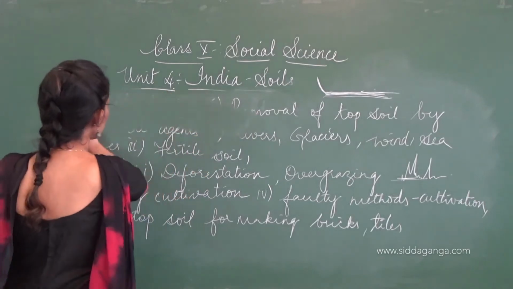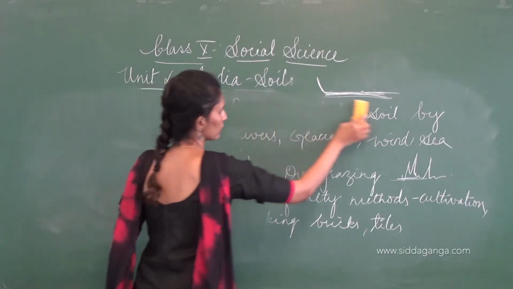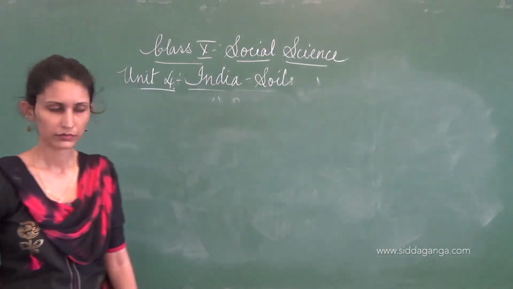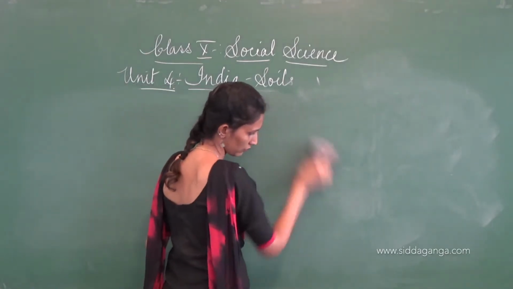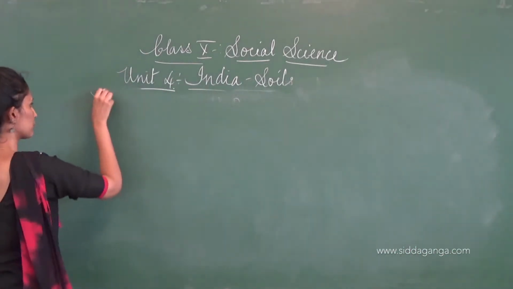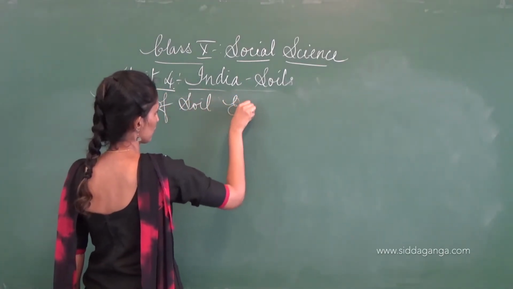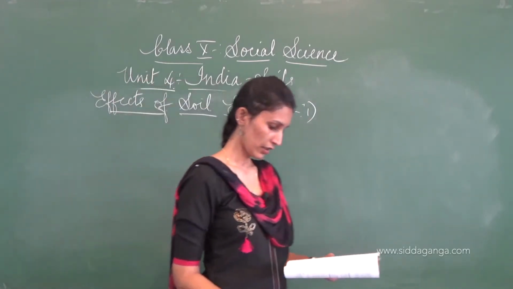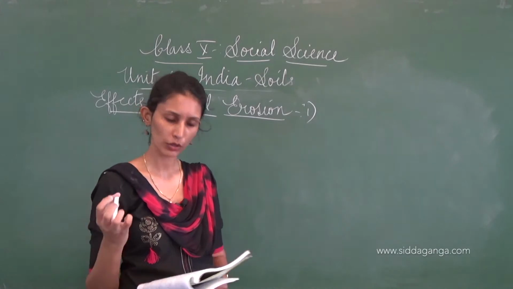Now, these were the causes and what is soil erosion. Moving further, let's understand what are the effects of soil erosion. Now, first effect is you are losing the fertility, and when you lose the fertility, your agricultural produce also gets low.